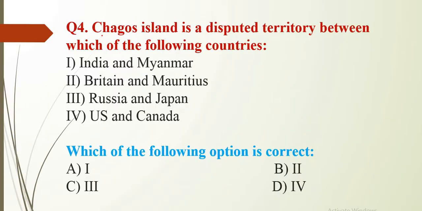Now question number 4: Chagos Island, which recurrently remains in news, is a disputed territory between which of the following countries? Here the correct one is the second, that is Britain and Mauritius, hence the answer will be B. Now we will check out the rest of the details in the explanation part.